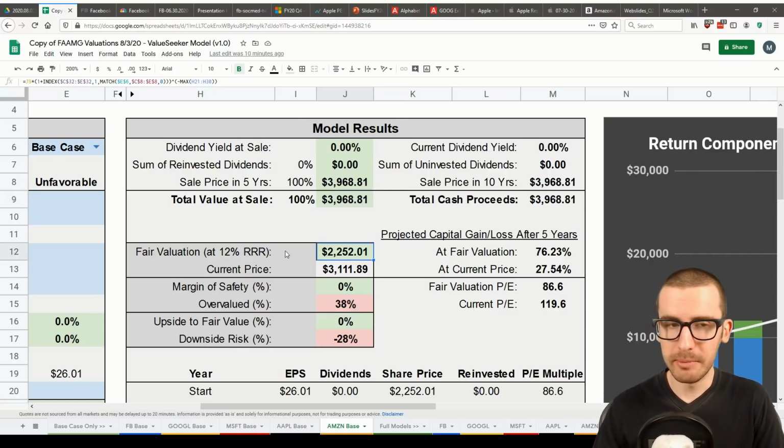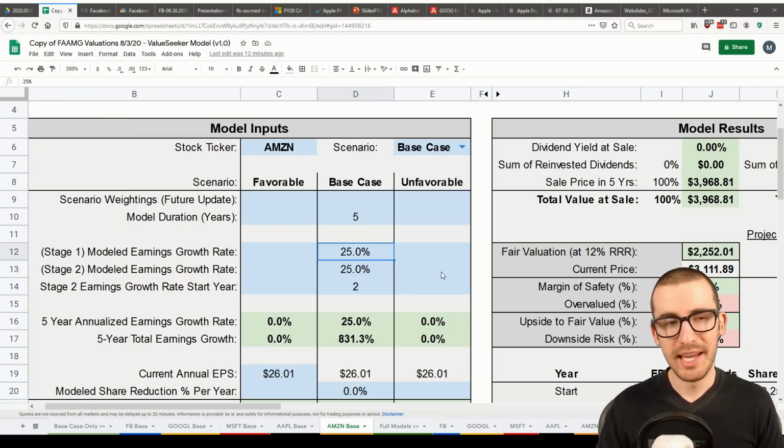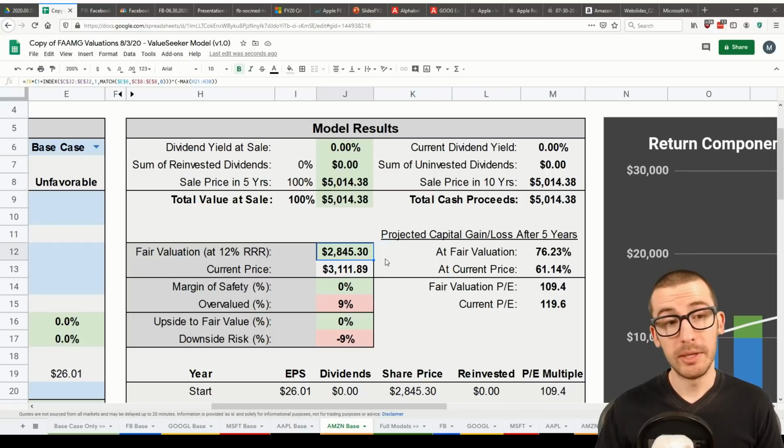Now, if all those model assumptions were true, this would get us to a fair valuation of roughly $2,252, which is about 28% lower than the current price of $3,112. Now, given the very high growth rates and also expected high valuations for Amazon, this is what makes modeling the stock quite difficult. So let's say given these circumstances, Amazon is actually able to grow even faster than we've modeled here in their expectations. For instance, say Amazon achieves a 35% growth in earnings over the next year and then 30% annually after that. Well, then our fair value jumps quite significantly, now just 9% less than the current price.